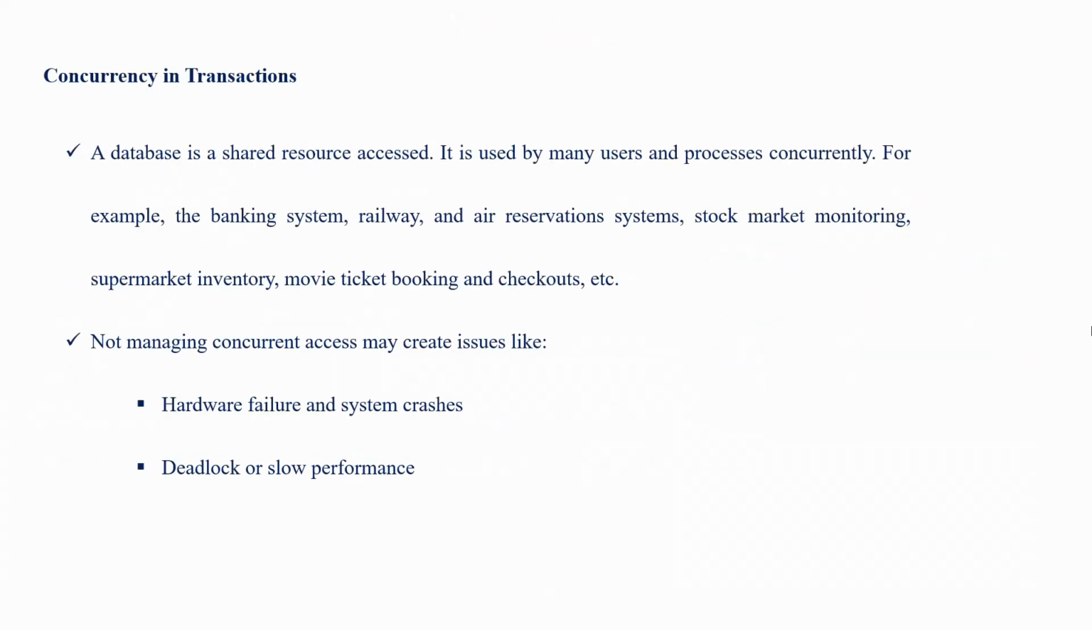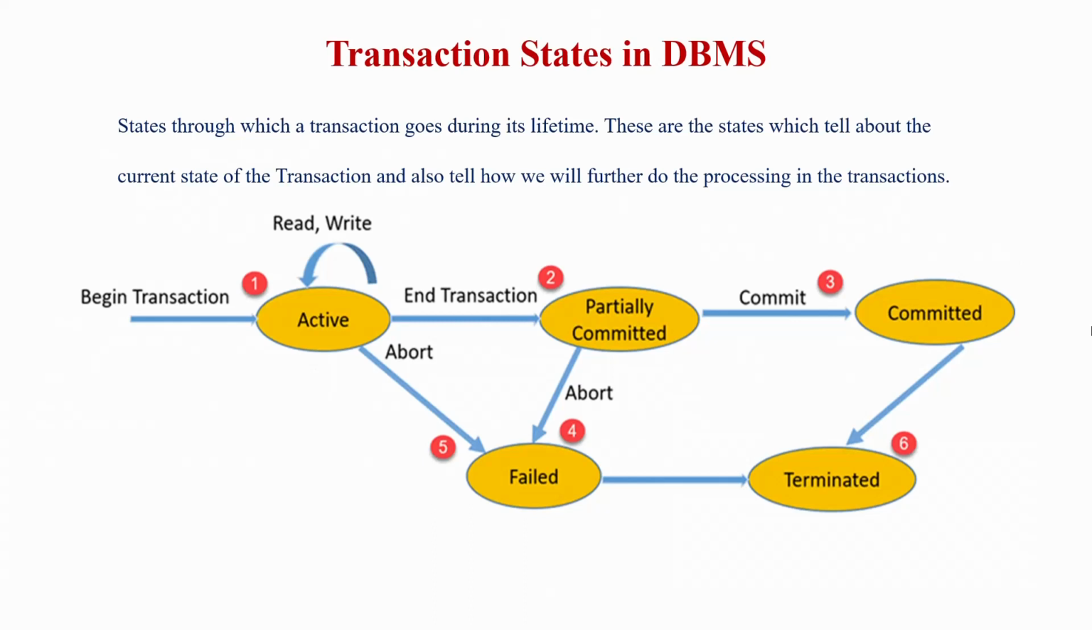Concurrency in transaction. A database is a shared resource accessed by many users and processed concurrently. For example, banking system, railway and air reservation system, stock market monitoring, supermarket inventory, movie ticket booking and checkouts, etc. If concurrency processing is not properly handled, it may create issues like hardware failure, system crashes, deadlock, or slow performance.